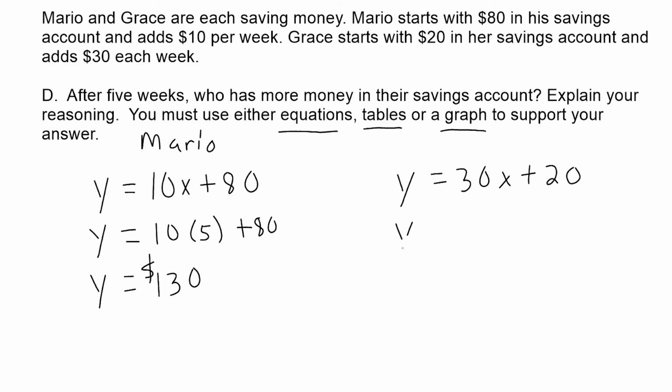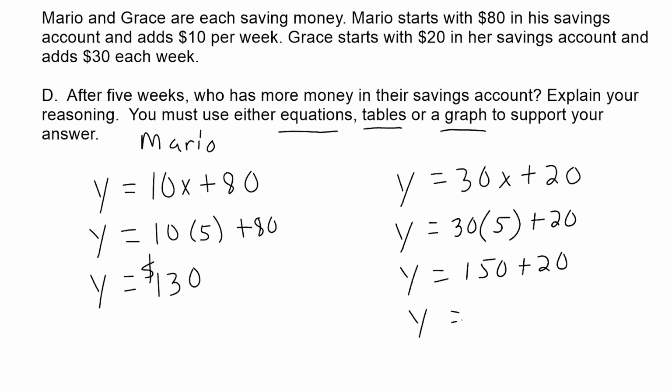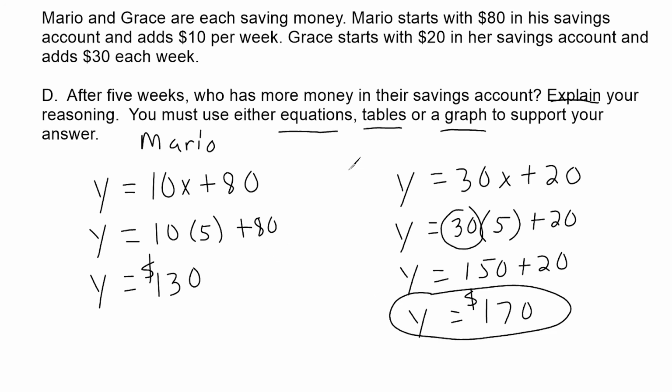And for Grace, if we multiply $30 per week by 5 weeks and then add 20, that would give Grace a savings of $150 plus 20, which is equal to $170. So we would say after 5 weeks, Grace has more money. All right, let's use the tables that we created in part B to support our answer.